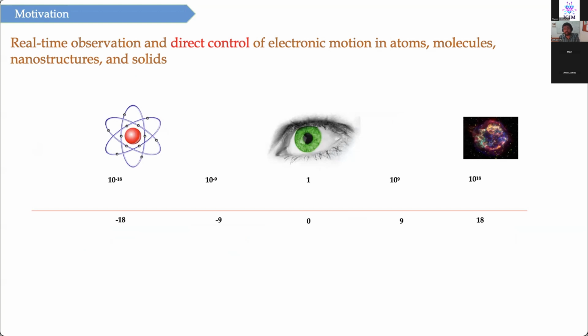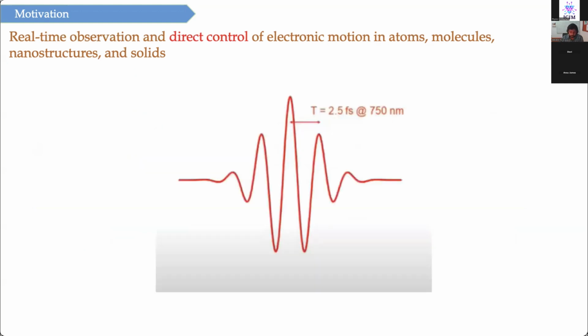Generating such pulses was challenging before at least 2000. Before 2000, we already had femtosecond pulses, which is 10 to the power minus 15 seconds. These pulses were available soon after the discovery of the laser, as a byproduct of mode locking, which you can look into in any of the textbooks, and which is out of the scope of this particular talk.